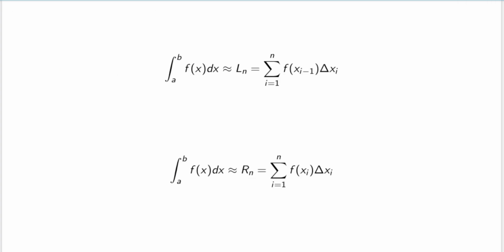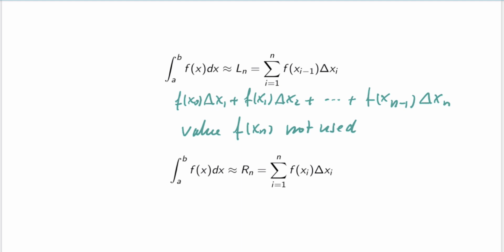But let's have a closer look at these formulas and write down the terms which arise in the sum. So for the left point rule written here, if I write this out, I get f of x0 delta x1 plus f of x1 delta x2 and so on. And what is the last term? The last term is f of x_{n-1} delta xn. So we did not use the value f of xn. From our data set, say, the last entry would not be used in this integration. So this can't be quite right, can it?